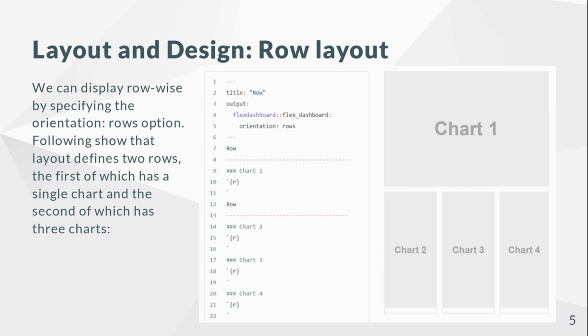The rest of the document is divided into 2 main sections, each represented by a row followed by a series of dashes. These rows will be displayed as separate sections in the dashboard. Within each row, there are 1 or more chart sections, represented by a header with 3 hashes. Each chart section can contain a code chunk to render a data visualization.